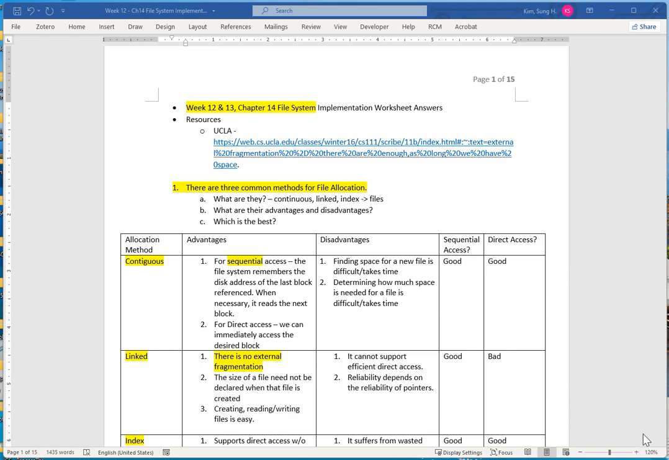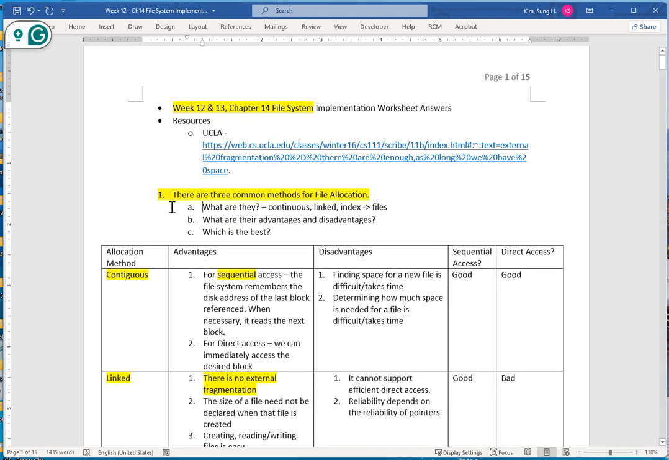So let's do the first question here. Let me make it a little bit larger. The first question is, what are the 3 common methods for file allocation? There are three common file allocation methods, and the questions are, what are they? What are their advantages and disadvantages? And which one is the best? What are they? They are continuous, linked, I should say continuous or contiguous, either way, and then indexed. Let me show you how they look, and then you can come up with your own advantages and disadvantages, because it should be fairly obvious, and I want you to put it in your own words.